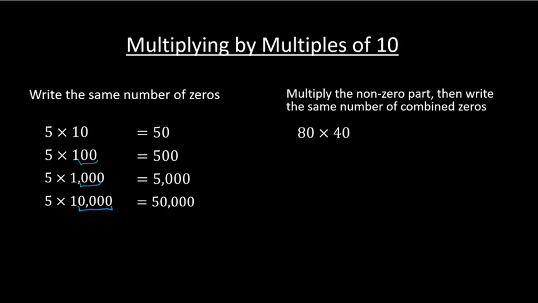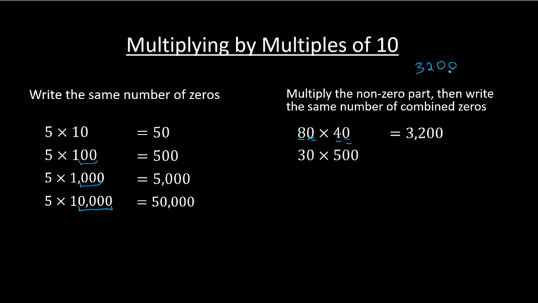Well, what if we had 80 times 40? So we multiply the non-zero part. So we do 8 times 4, which would be 32. And then, notice there is a total of 2 zeros. We have 2 zeros total. So that means we have to put 2 zeros at the end of 32. That gives you 3,200.